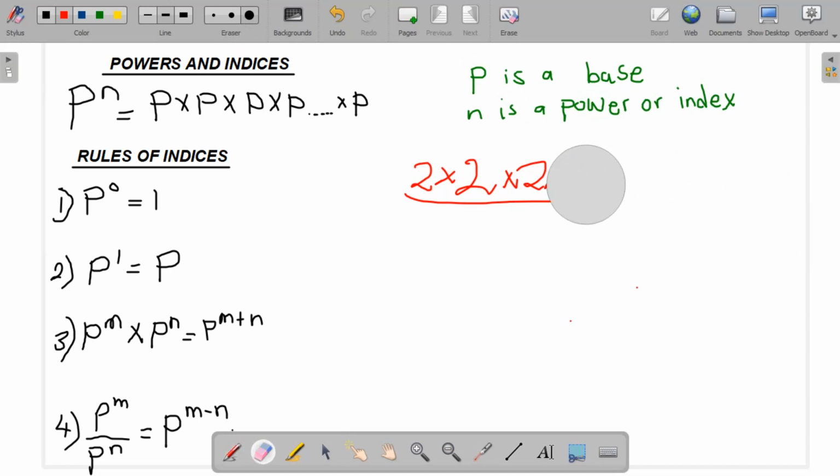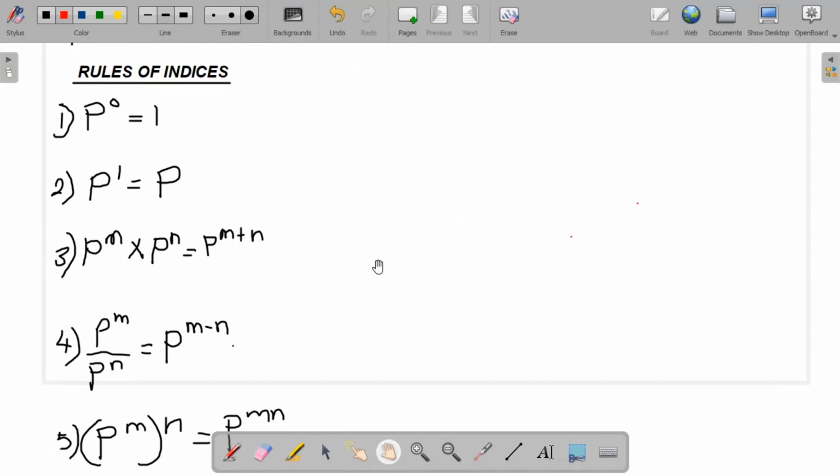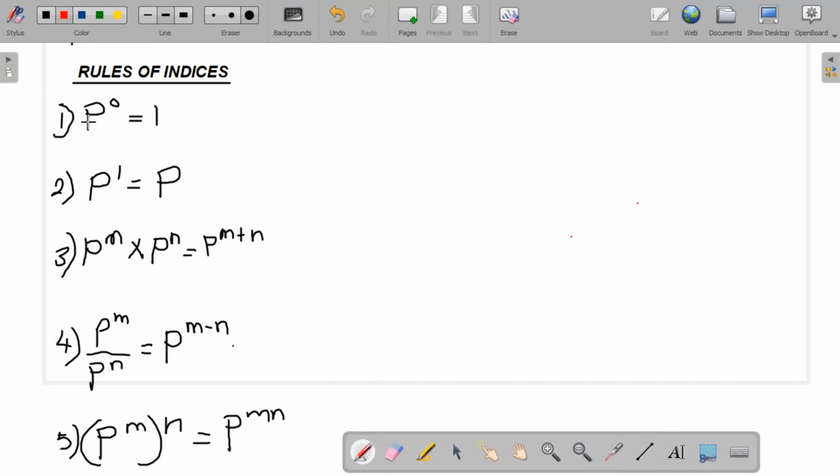Apart from that, we now have the rules which govern indices. Call it the rules of indices. I've got 7 rules of indices, and those are the rules we're going to talk about. The first one is that p raised to the power 0 is the same as 1.